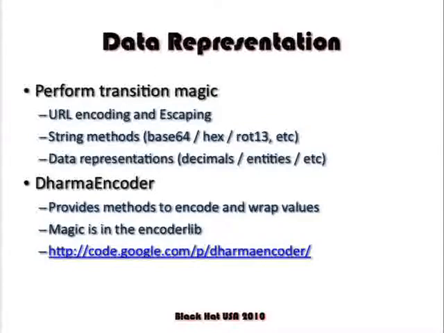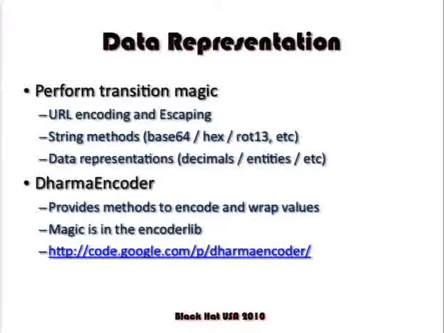Dharma encoder is a tool I wrote because I like having a standalone encoder, and I also like wrapping values in text. The magic of Dharma encoder is in the encoder lib. So if you wanted to know how to represent data a certain way in Python, like SQL character encoding and Oracle encoding and a bunch of other things in there, you can just look through the encoder lib on the Google Code site and see all you want.